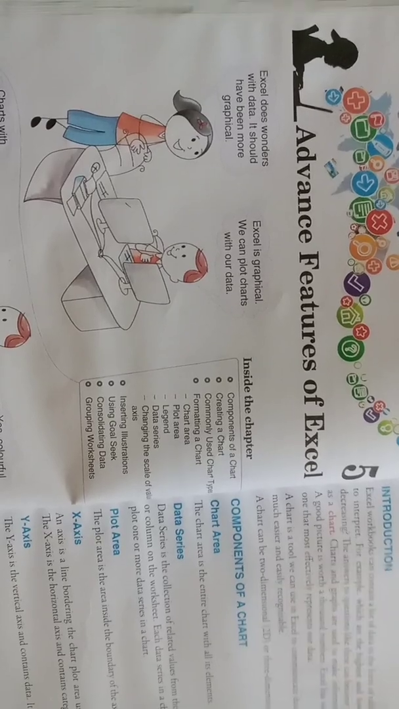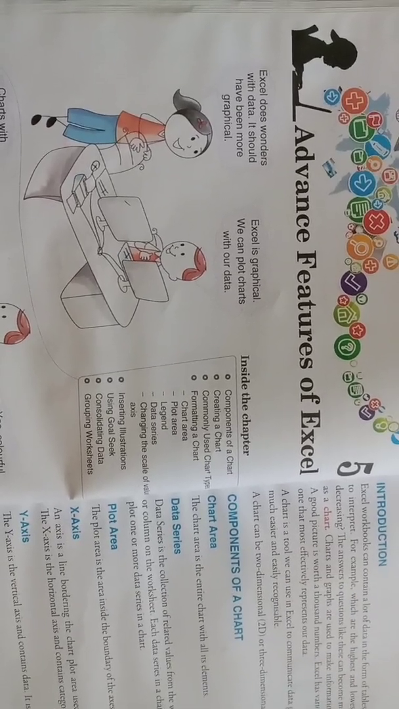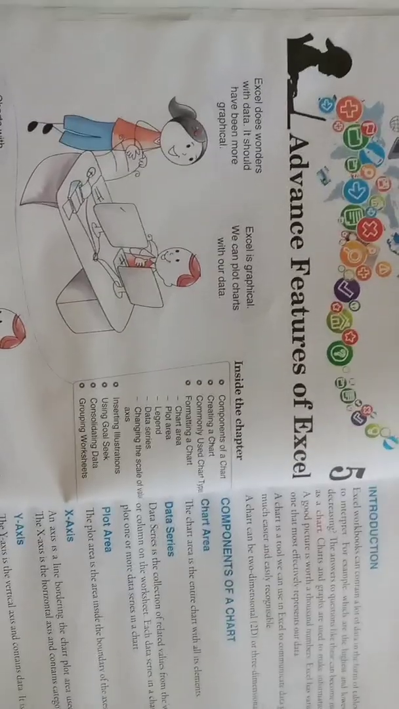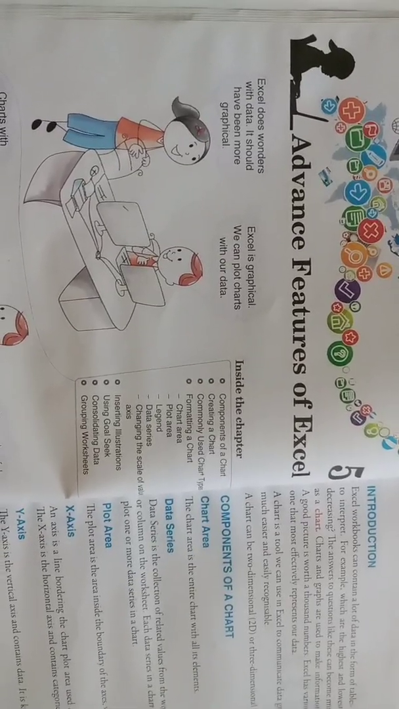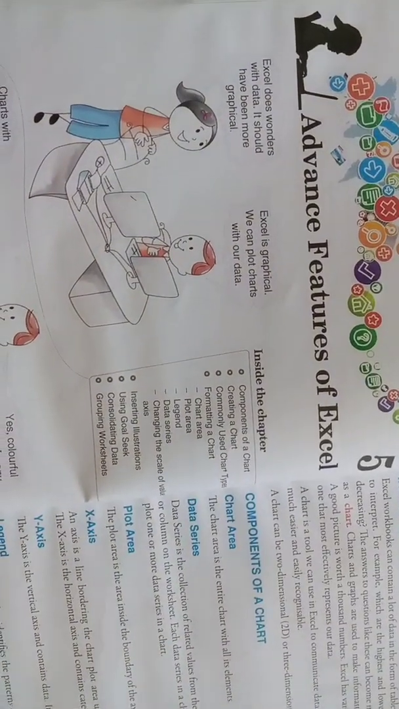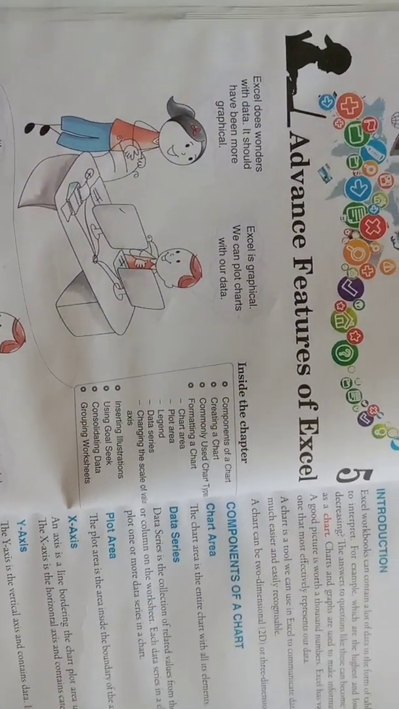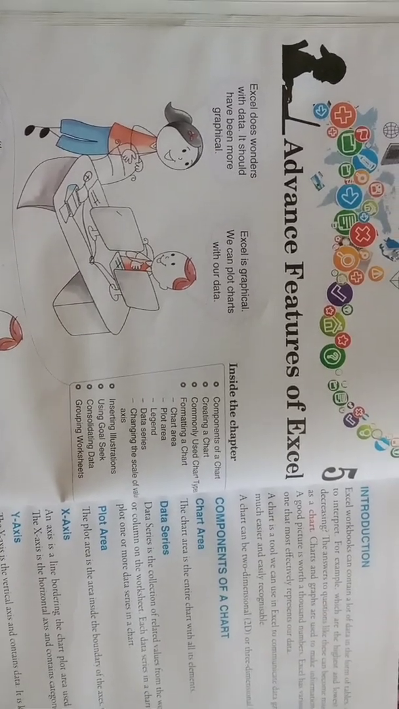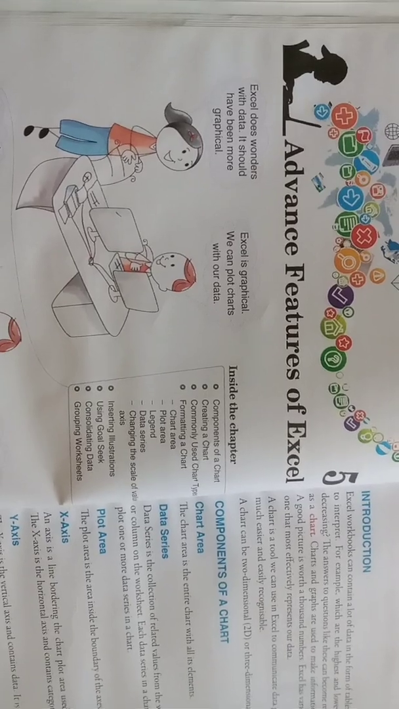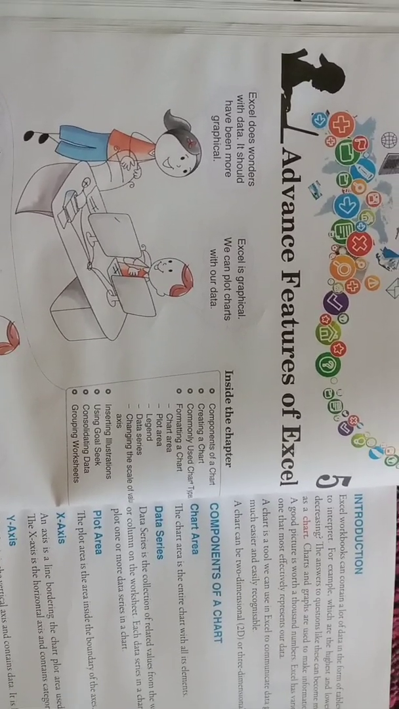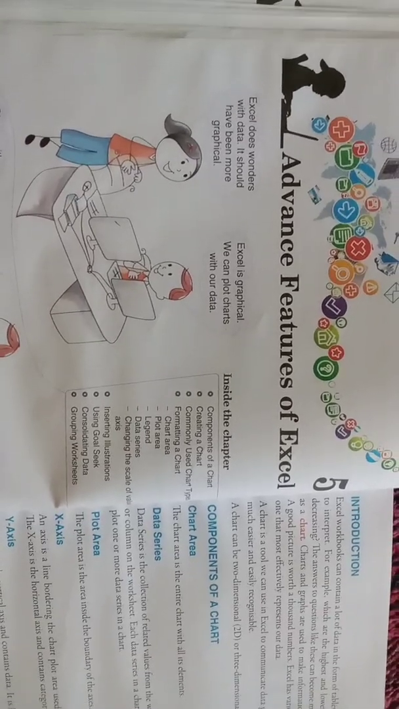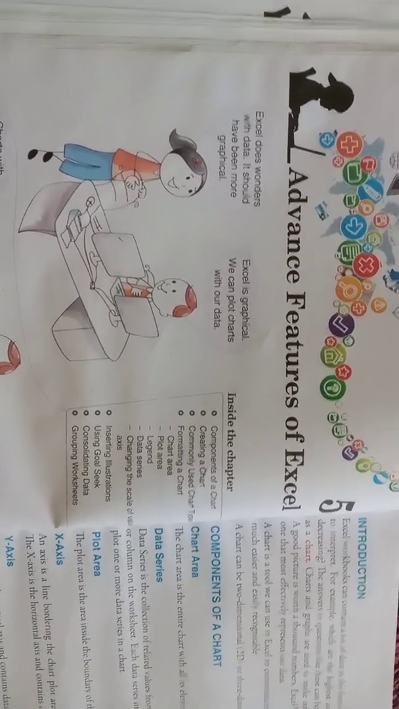Chart title. What is chart title? The chart title is the name given to the chart. Whenever we are making a chart, we also give a title to the chart. So that one is called chart title. And what is data label? Data label is the information that is used to identify the value of data in the data series. That is called data label.